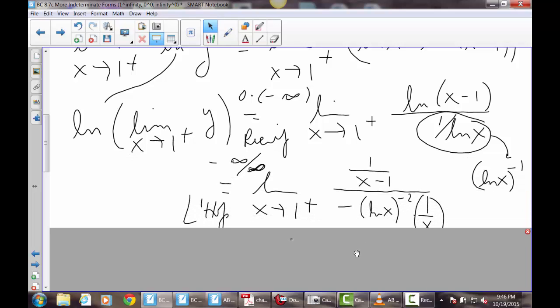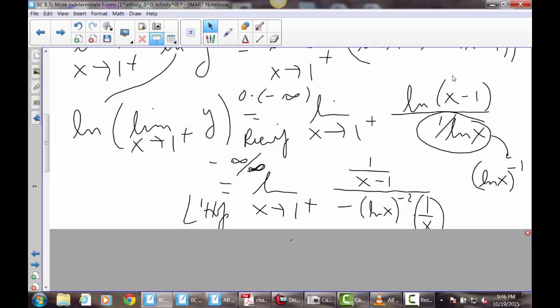And so now I get infinity over infinity, because the ln of 0 from the right is negative infinity. And the ln of 1 from the right is 0. That's going to be 1 over 0 through positives. So a positive over 0 through positive will be positive infinity. That gives me the right to use L'Hopital's.